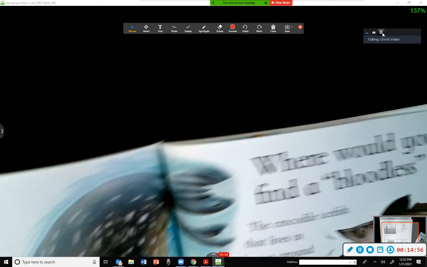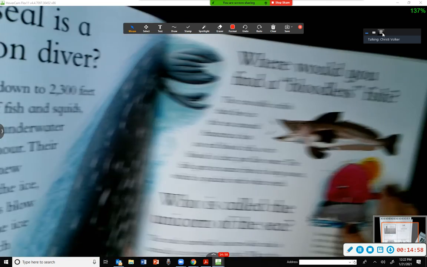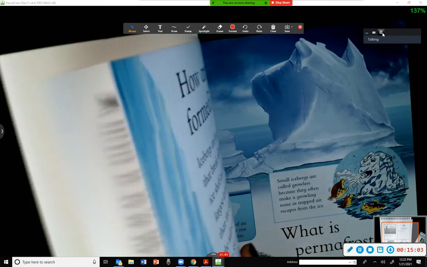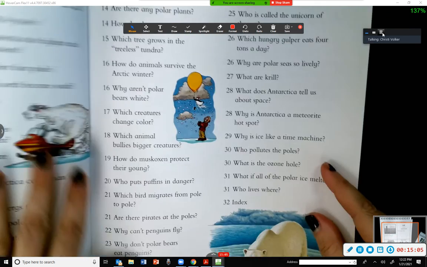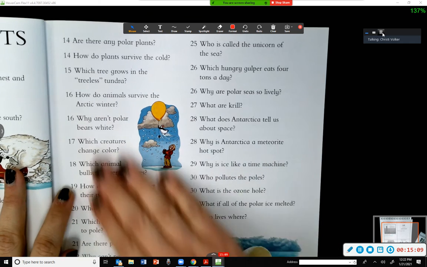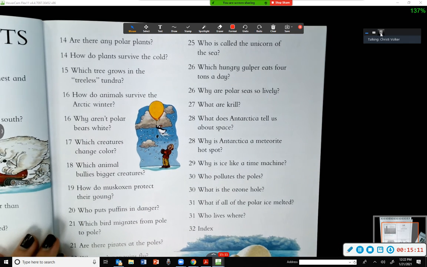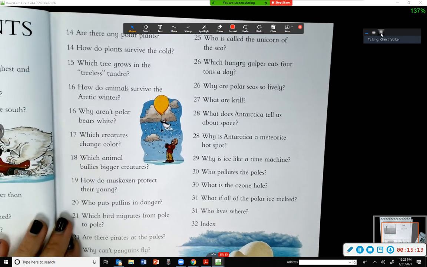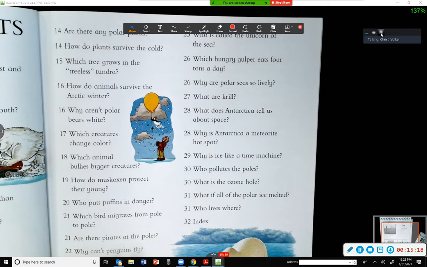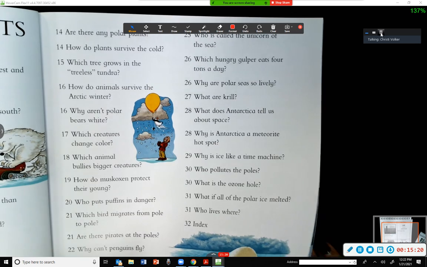Now, those are all the notes we're going to take, but let's look at a couple more things before you do your Seesaw activity. Who can tell me what this is called in the beginning of a book? Continents. Not continents. You're close. Content. The table of contents. Table of contents. Good. Table of contents is at the beginning.